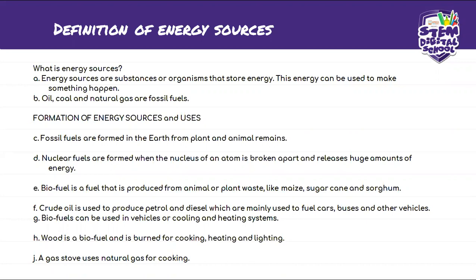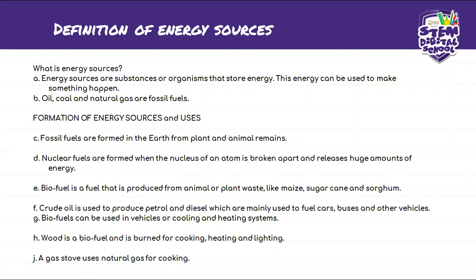Biofuels can be used in vehicles or cooling and heating systems. Wood is an example of a biofuel and is burned for cooking, heating, and lighting. So you see that these days, because it's winter now, you will find most people in the villages or even in townships trying to use firewood to burn so that they can stay warm.